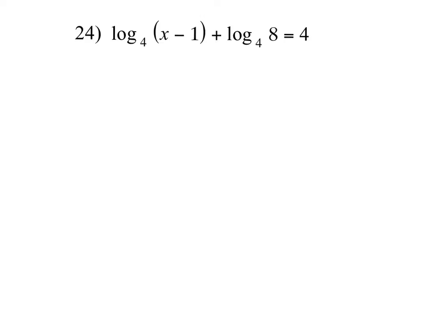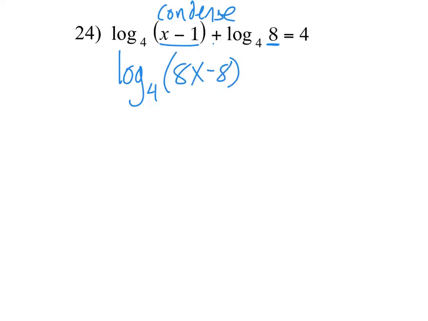Number 24, we're doing the same type of thing. I'm going to try to combine my 2 things on the left first and see what happens. So we get log base 4, and if I'm condensing these, that's a plus, and that guy, so we're going to multiply those. 8x minus 8 is equal to 4.